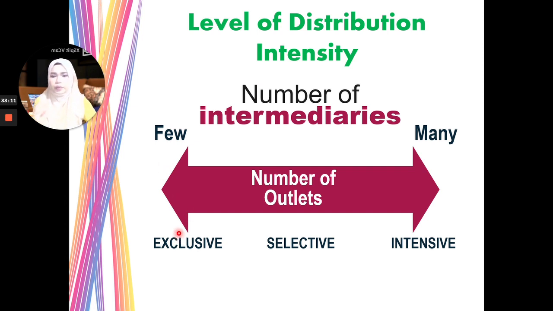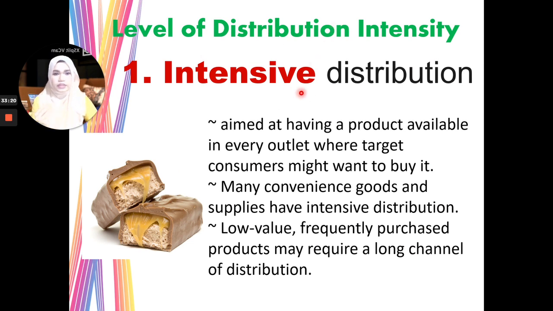Typically, it will be using the direct channel, which is where the manufacturer's or producer's shop sells directly to the consumers. Intensive distribution is aimed at having a product available in every outlet where the target consumer might want to buy it. Many convenience goods and supplies have intensive distribution. They are typically low value, frequently purchased products that may require a long channel of distribution. Intensive distribution is typically related to convenience products. Remember, you have learned about the types of products in chapter 5. So convenience products are normally sold through intensive distribution.